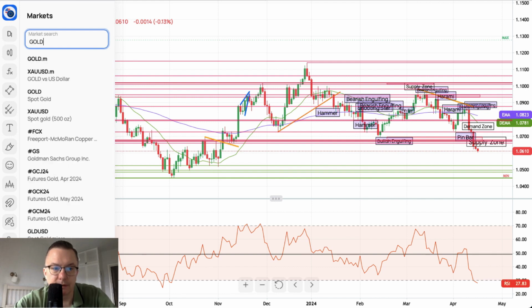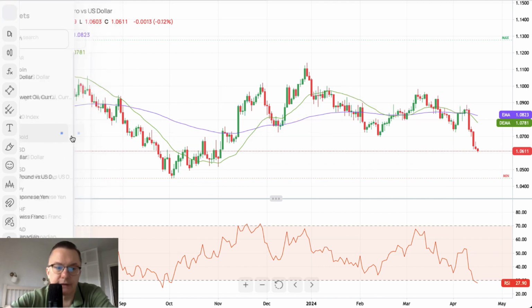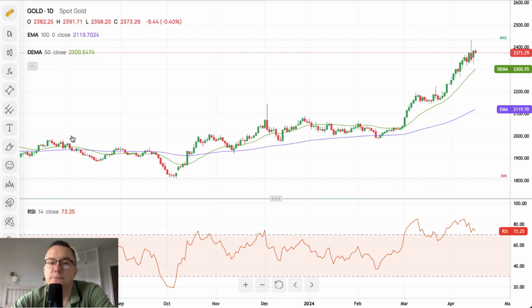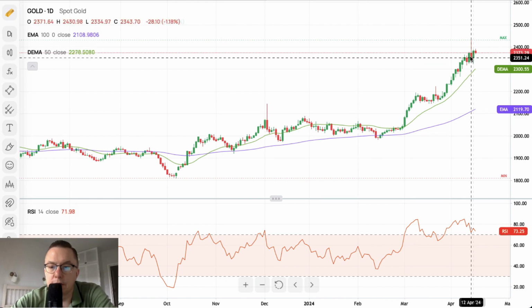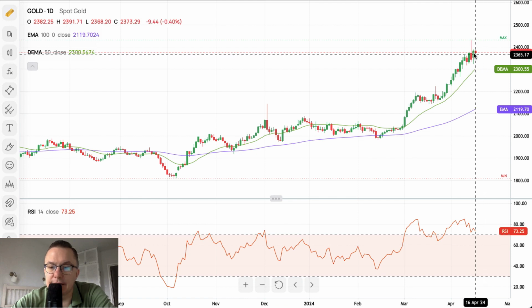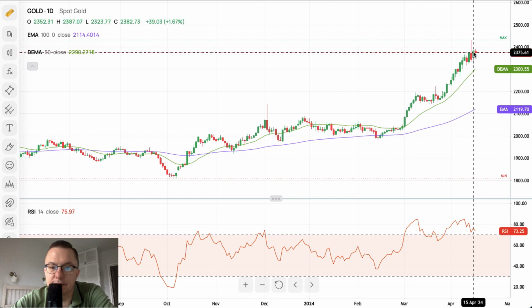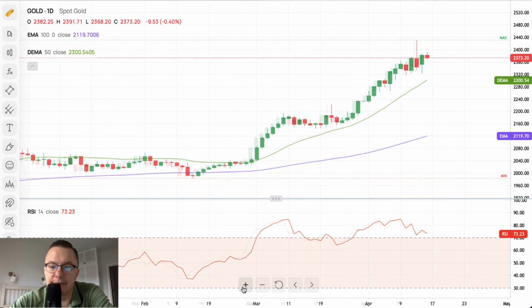Maybe gold first. Sorry, let's do the gold first. Okay, spot gold market, new all-time high. New all-time high was made at 2,430. Then we got a little bit of a sell-off, and then we moved back up again.